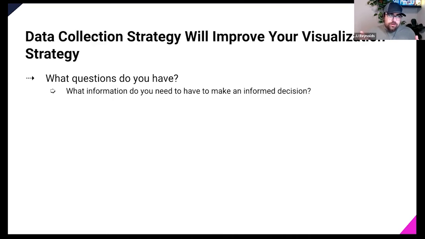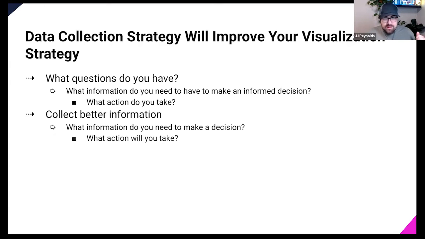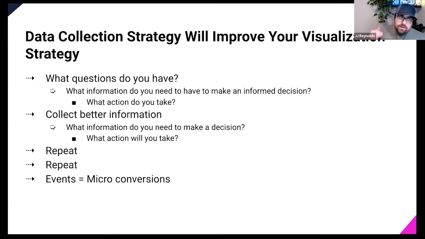So what questions do you have? What info? This is kind of the event parameter thing I want to talk about, right? What questions do you have is very much what events should you be storing? What information do you need to have to make informed decisions? All of these things, and what actions will you take? Very, very important. You want to try and collect the best information you can, because at the end of the day, you have to have information to make a decision. That's it. You just want to keep repeating this: collect better information, start with questions, keep going, and then repeat again. And just for a reminder, events equal micro conversions, for everybody who wants to forget that.